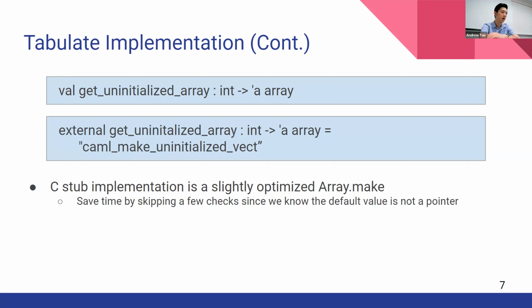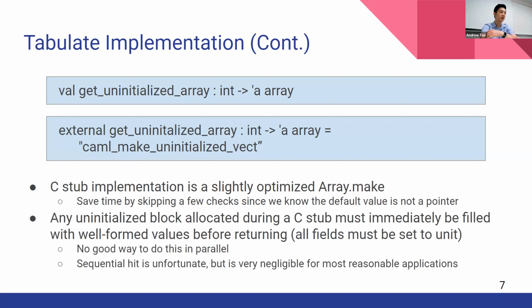But even though we have this optimization, we still need to set every single field of our block before we return. The reason is that in our C stub, any uninitialized block that we allocate has to immediately be filled with well-formed values before we return. All the fields must be set to either some kind of safe pointer or an integer value, so it has to end with a 1 in its least significant digit. This is because if we returned it with just uninitialized data, the garbage collector could see our garbage as pointers, and then try to dereference something and segfault.